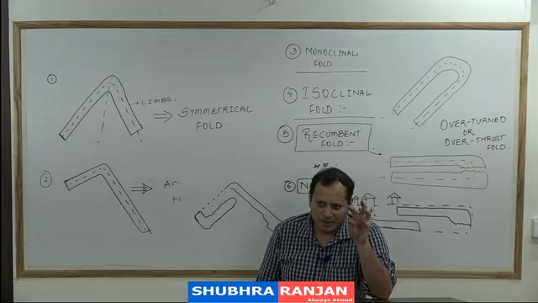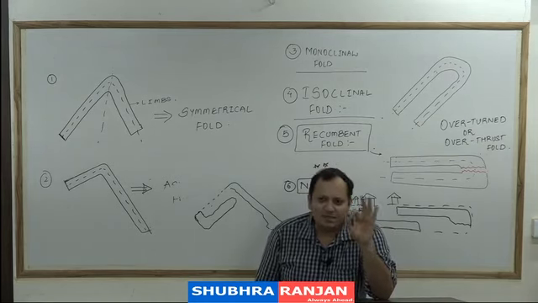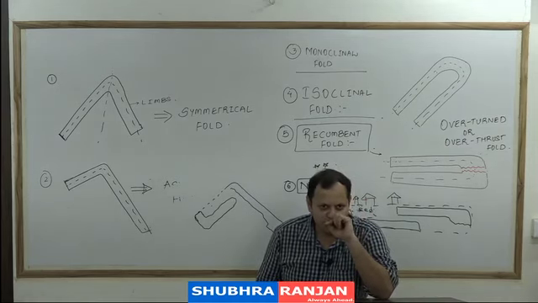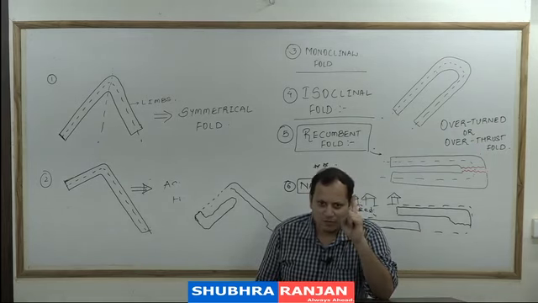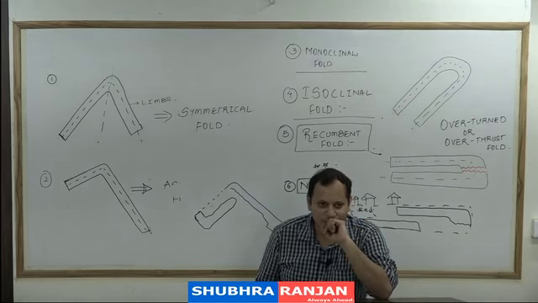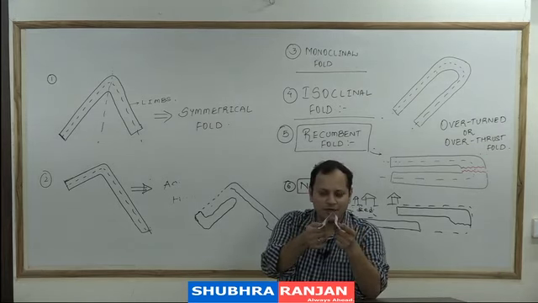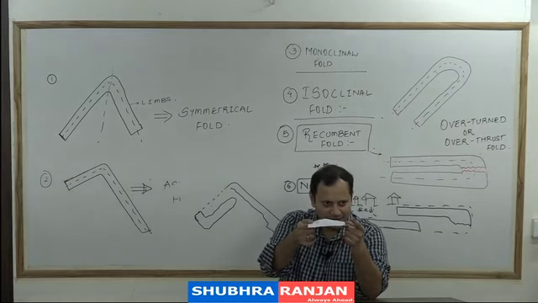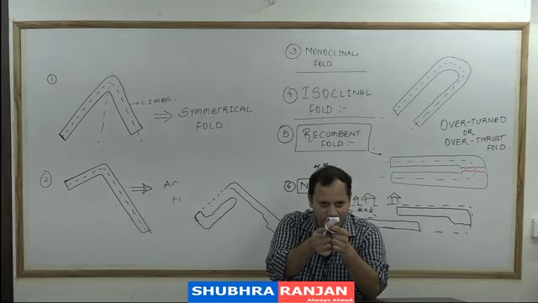Now I will only ask you and you tell me whether I am right or wrong. Characteristics of fold mountains: they are formed due to compressive forces. True or false? True. Second characteristic, folding results in shortening of the Earth's crust. True or false? Now the earth's crust is folded, so the area of the earth's crust has become smaller. So true or false? True.